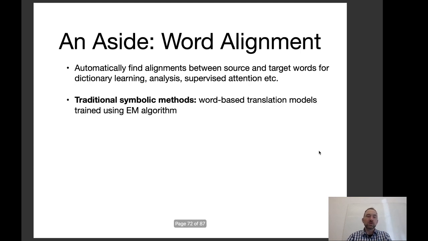So there's a number of ways to do this, and traditionally, as I mentioned, this was done before neural machine translation, so there are traditional symbolic methods. The way these work is they basically learn a word-based translation model that learns the probability of translating each word into another word in an unsupervised fashion using something called the EM algorithm, which you may or may not be familiar with. The details aren't really important.